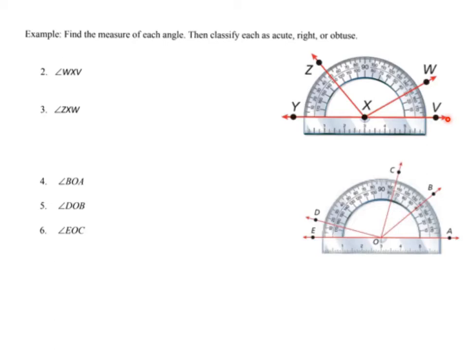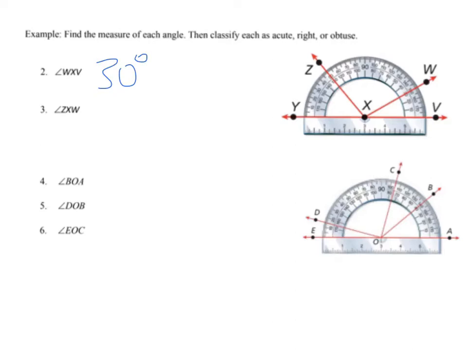So now when I go look at angle W, it actually gives me two numbers. It either gives me 30 or 150. Well, looking at this angle, this is an acute angle, right? This is a smaller angle. So would 150 make any sense? No. So I am going to say that the measure of this angle is 30 degrees.